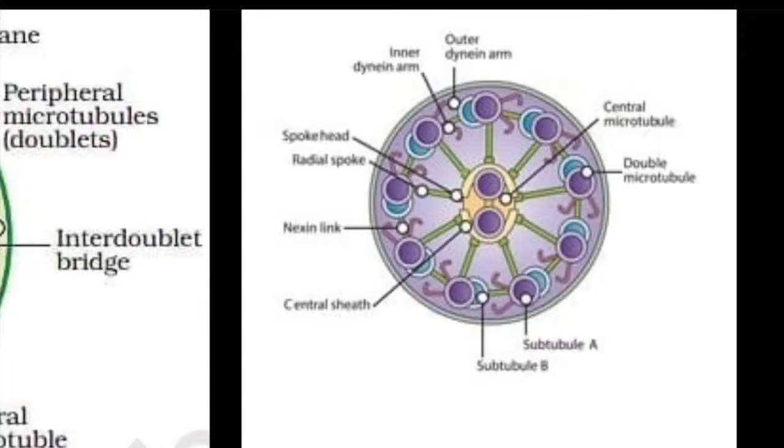This is not a hook, and not a dynein arm. It regulates the movement. So you cannot call this radial spoke an arm. Next is the AB linker that connects the A tubule to the B tubule of the adjacent doublet. This also is not an arm.